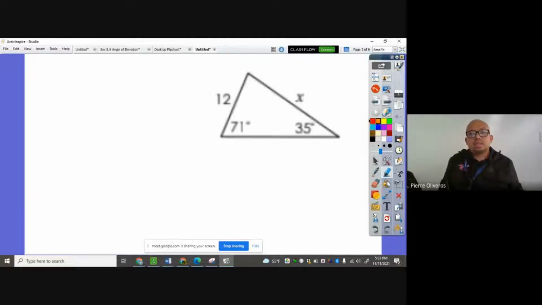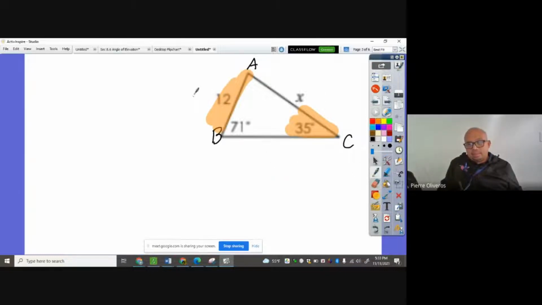Okay, so let's go ahead now with this example. Let's say this is my angle A, B, and C. Now we know that angle C is opposite to side 12, or side C here. This is side C here. Since we have a pair of opposites, we can use the law of sines.